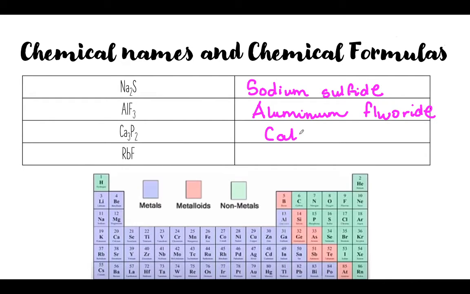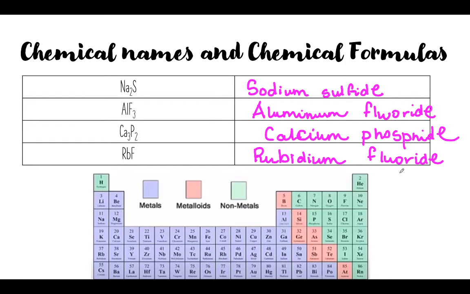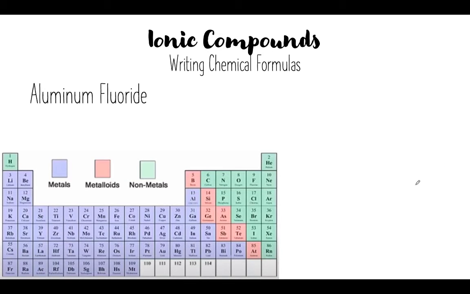Calcium is the metal. I'm going to write the name of it in full. And phosphorus is my nonmetal. I'm going to change it to phosphide. Rubidium is my metal. And fluorine is my nonmetal. I'm changing the ending to IDE. That's it for naming simple ionic compounds.